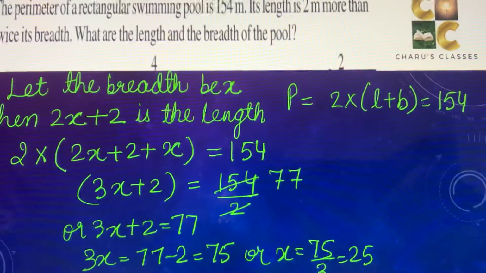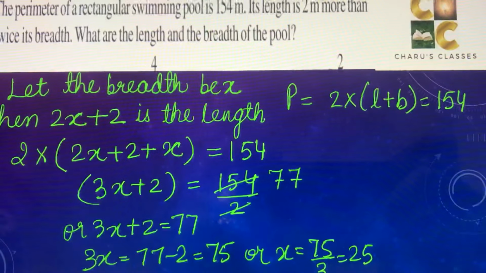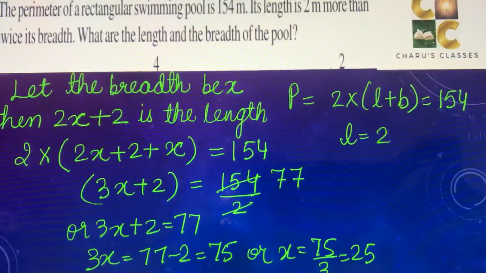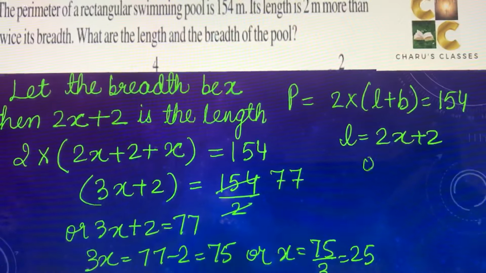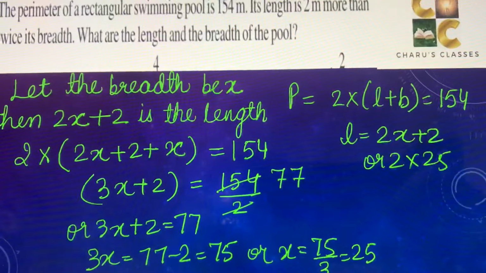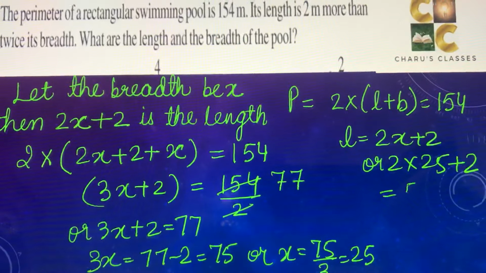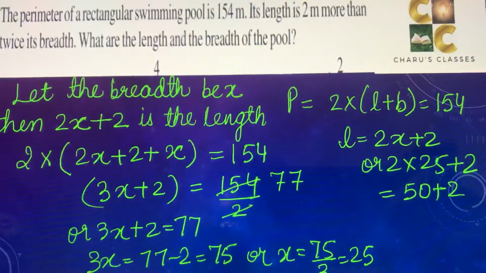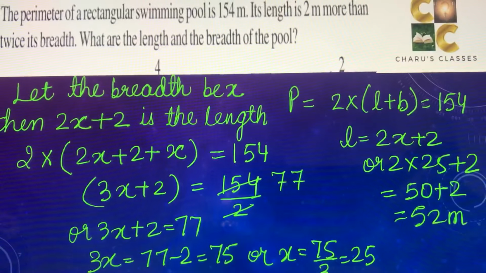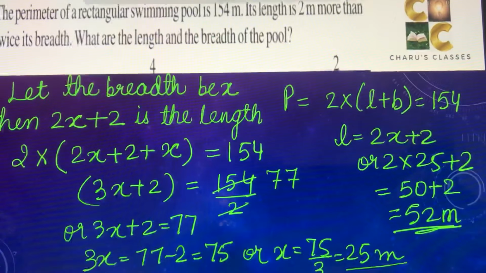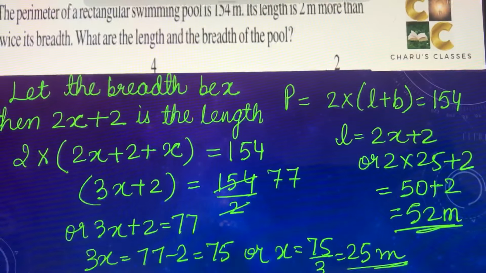So that means our breadth is 25 meters, and we know that the length is 2x plus 2. So 2x plus 2, or 2 into 25 plus 2. Substituting the value of x here, we get 50 plus 2, that is 52 meters. So this is our length and 25 meters is our width.